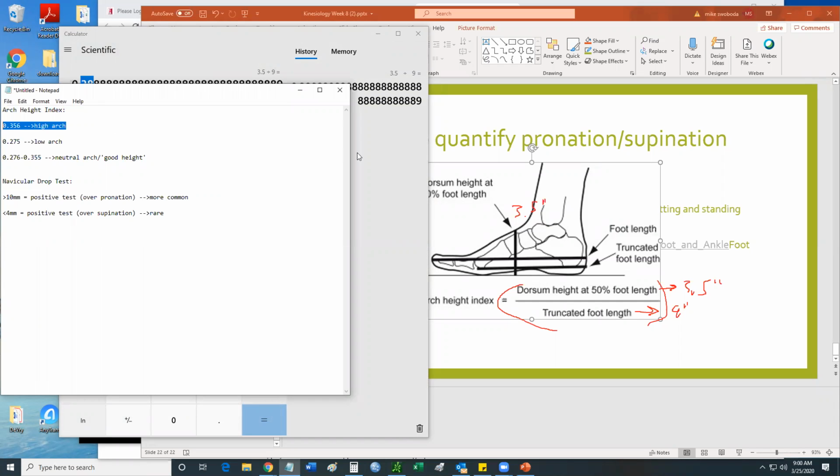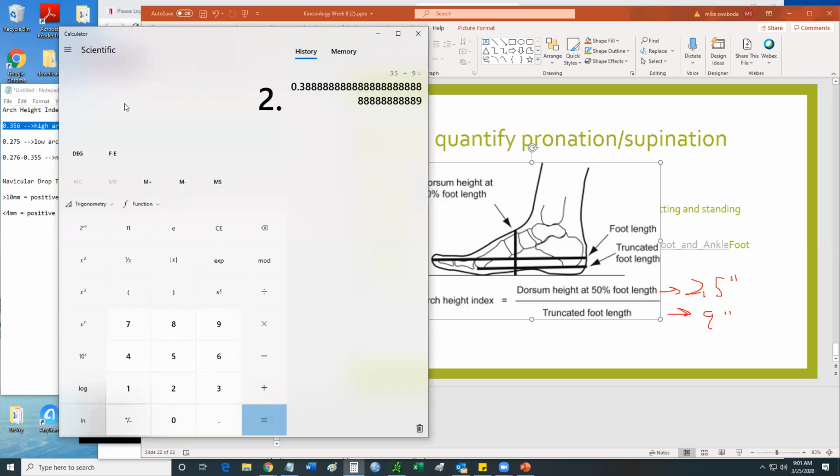Let me double check this. Yeah, I could read. So yeah, like I was saying, my measurements were off there. My dorsum height is 2.5 inches. My truncated foot length is 9 inches. That's going to be a big difference there. So 2.5 divided by 9, there you go, 0.27.